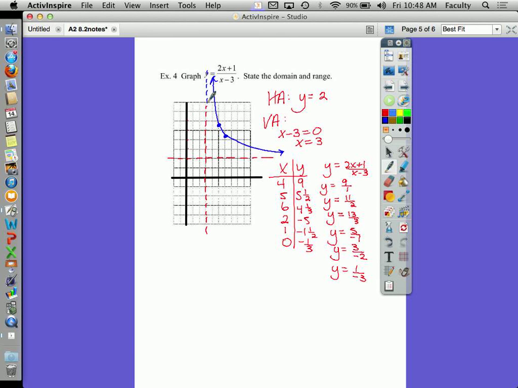And then let's go get the other side. I have 2, -5, 1, -1 and a half. Now, this is definitely going to cross the x-axis again, but I'm going to need to extend this. So my domain would be all real numbers except 3, and in this case the range is y, all real numbers y except 2.